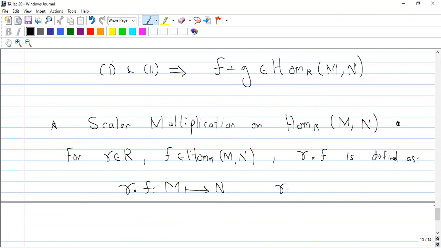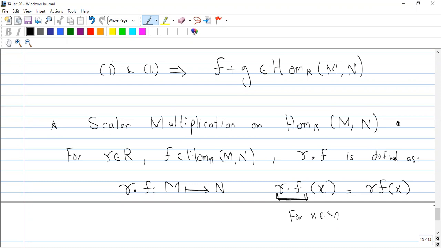such that whenever I plug in an element x in M, it will first take the image of x under f, so I will get an element in N, and then it takes the product of r with it. So in this way this map is defined.